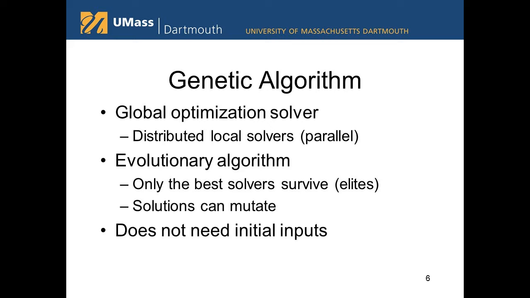For the genetic algorithm, this is a global optimization solver, which means that there are distributed local solvers. And this can be done in parallel. Each local solver can be done independently. And this is an evolutionary algorithm, which means that there are generations, and only the best solvers survive these generations. So out of these local solvers, you're only going to have a few that are the best, that are the elites, that survive to the next generation. And in between these generations, the mutations can occur, like evolution. And one of the benefits is you don't need initial inputs, so you can just randomly put these local solvers and have the algorithm start from there.